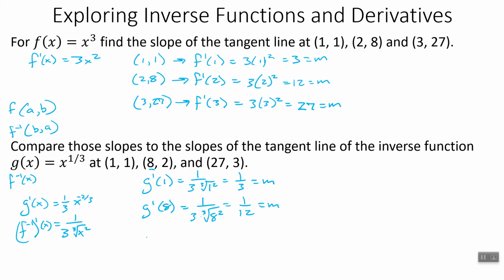Wonder where the next one's going to be. Any guesses? So let's try g prime of 27. So it'd be 1/3 times the cube root of 27 squared. Again, we can take the cube root here first. The cube root of 27 is 3. 3 squared is 9. 9 times 3 is 27. So it's 1/27. Are you noticing a pattern?